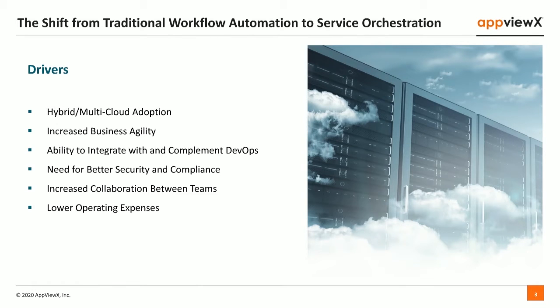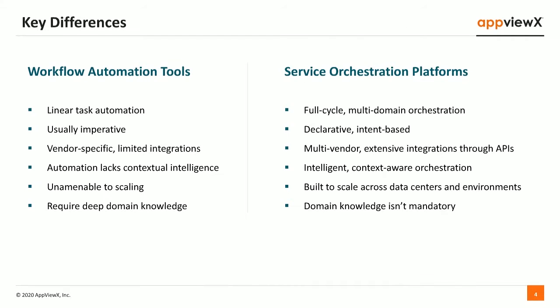And then how can I enable collaboration between the teams? Collaboration doesn't mean getting on a phone and talking to each other, but collaborating using the tools, right? And then optimize the operating expenses. How can we do that across different teams? These are some of the areas which are driving the shift from traditional automation, which is more task-based automation, to a more orchestration approach or orchestration capability.